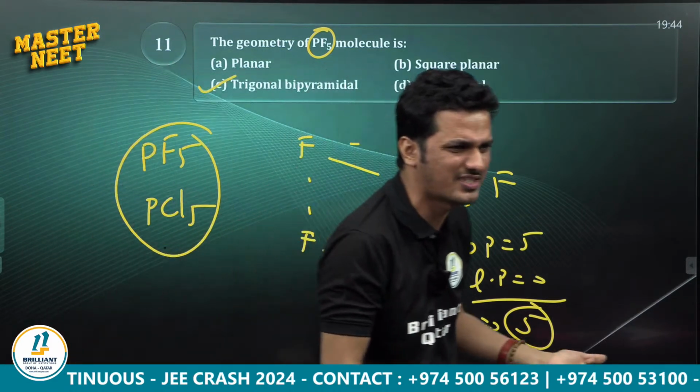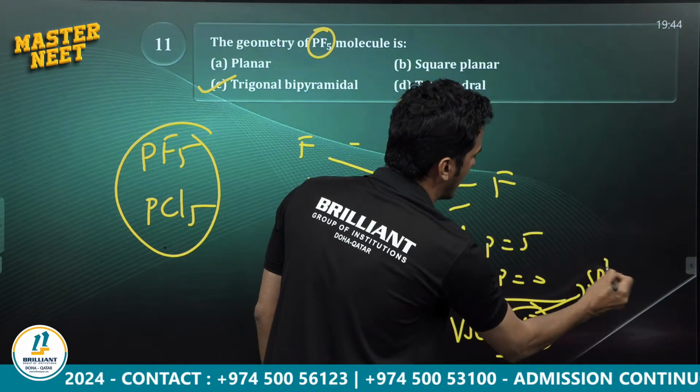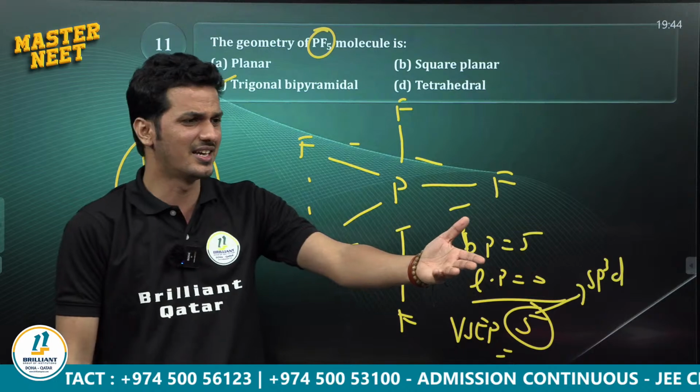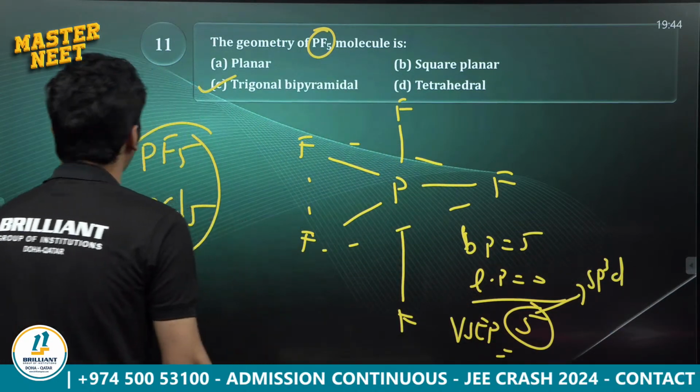Hope the idea is clear. Very simple. Yes or no? Yeah, sp3d hybridization. 5 comes means sp3d hybridization. Is it easy, guys? Yes, simple one. So we can move to the next one.